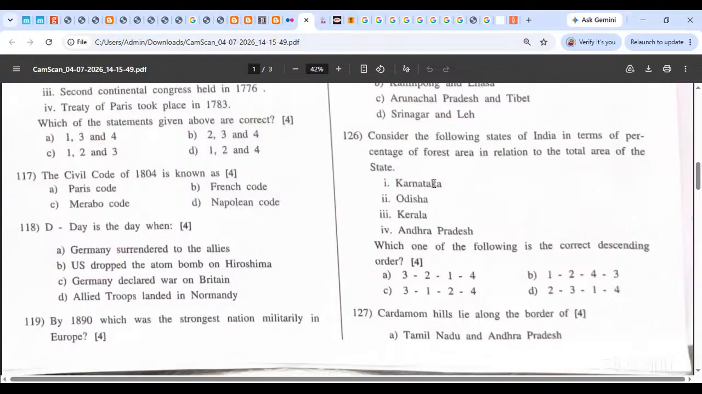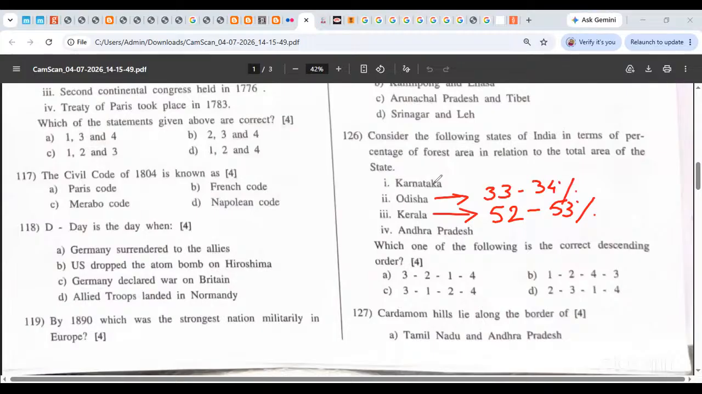Here the question is clearly different. None of these states figure as the highest percentage. But clearly these are states that you're looking at. So here the order is going to be Kerala first. Kerala has almost 52 to 53% of forest. Followed by Odisha, where the percentage of forest is around 33-34%.